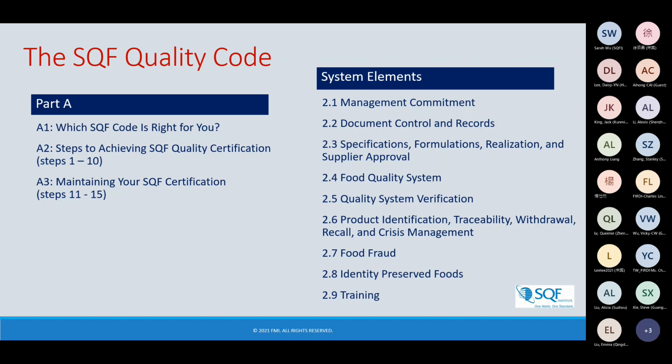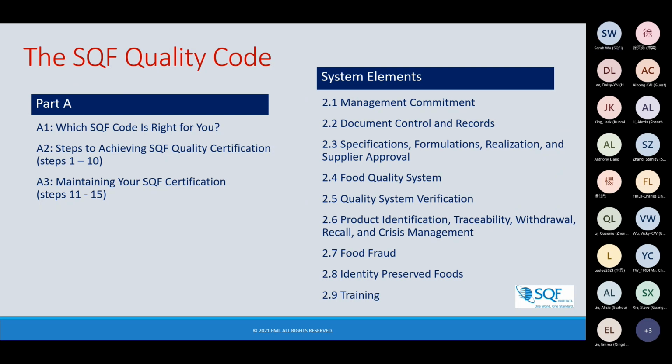So the SQF quality code is simpler, if you like, than the food safety code in that we don't have the GMP, the GAP elements. We just have part A, which is guidance for sites on how to achieve and maintain their SQF quality certification, and the system elements themselves.